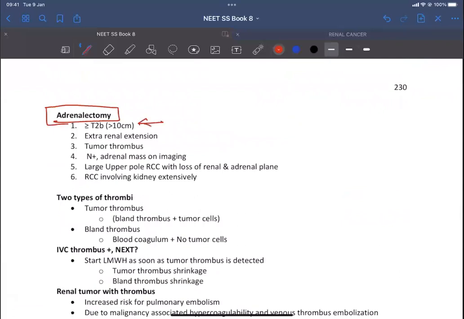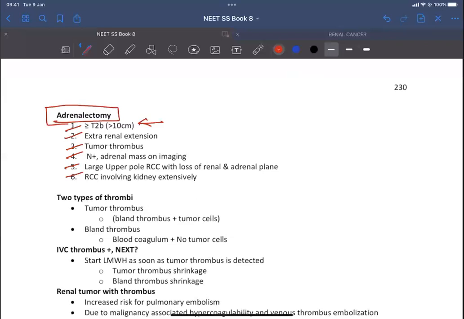Adrenalectomy, large tumors, if it's more than 10 centimeters, a good chance it's probably invading close to the adrenal gland anyway. So yes, you do need to remove it. Extrarenal extension. Yes, you do need to.